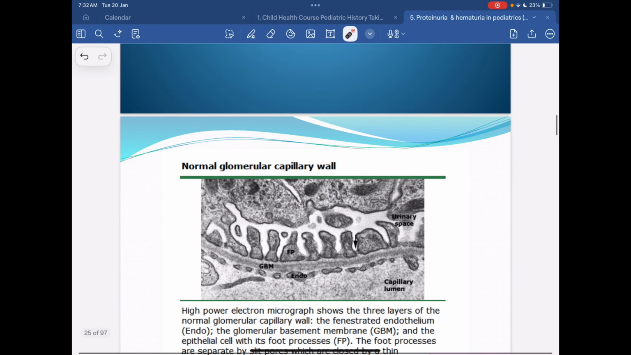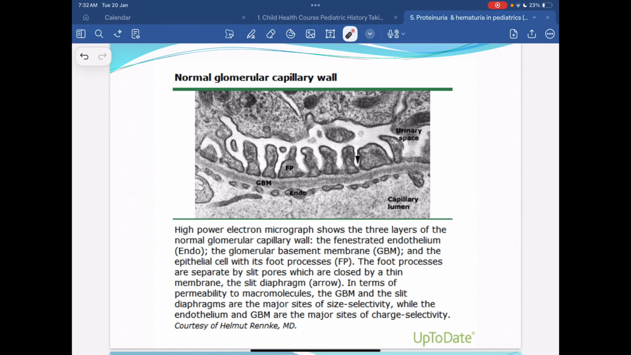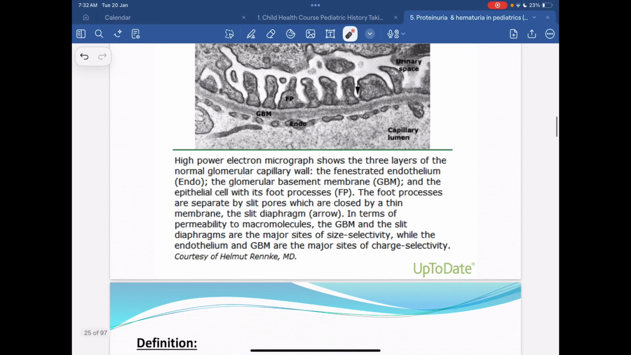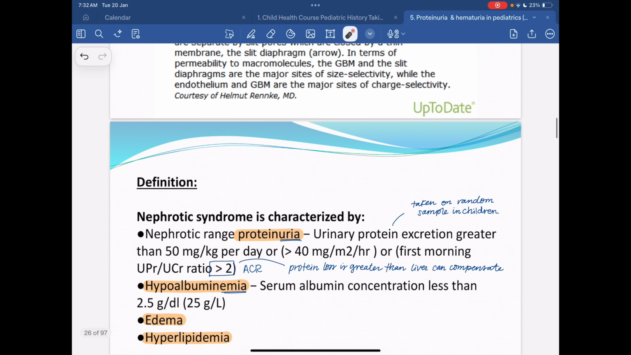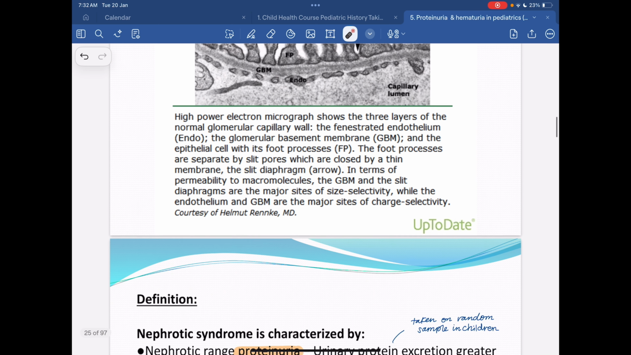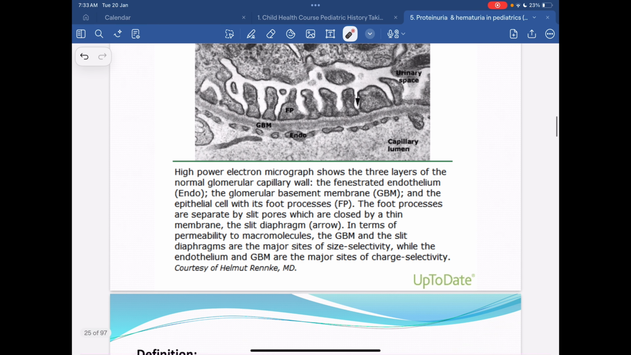Okay, let's talk about nephrotic syndrome. This is the same thing we explained with the electron microscopy layers. Nephrotic syndrome, let's read it actually, is basically disruption of the glomerular basement membrane, so we have increased permeability. This means it's a glomerular cause of proteinuria.